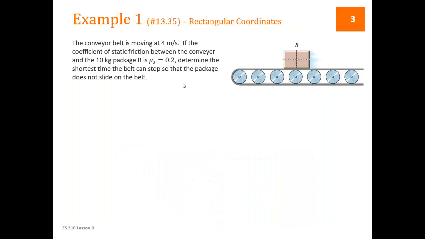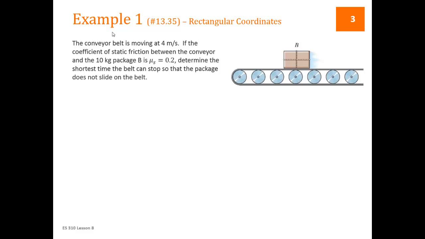So now let's take an example using rectangular coordinates. We have a conveyor belt that's moving at a given speed, 4 meters per second, and we're given a coefficient of static friction, so this is a friction type problem, between the conveyor and a 10 kilogram package. The question is, what if we're going to stop the conveyor belt but we don't want the package to slide? What is the shortest time that the belt can stop in? Alright, so as the belt stops, we're creating an acceleration. That acceleration is creating a force on the package, B, and we want that force to be less than the force of friction so it doesn't slide.